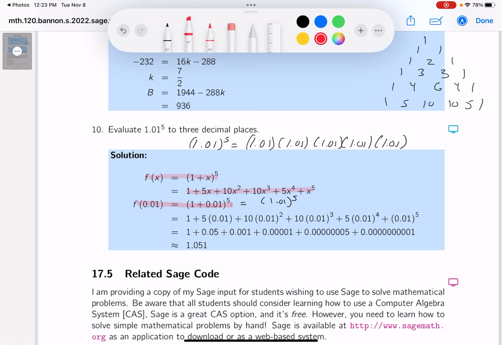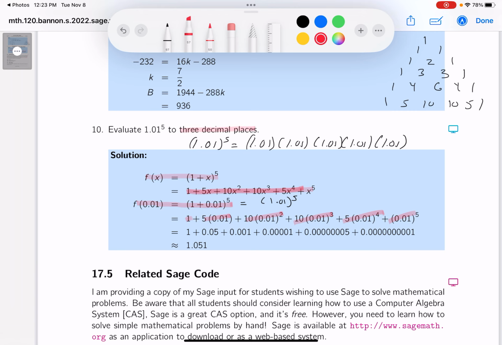Now, what I mean by that is I'm plugging in here, so it's going to be 1, then 5 times that number, which is 0.01, 10 times that number squared, 10 times that number cubed, 5 times the number to the fourth power, then you get the 0.01 to the fifth power, all right? So the thing is that they just want the 3 decimal places.